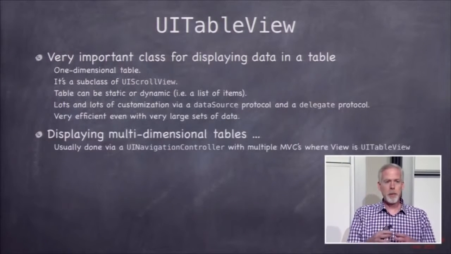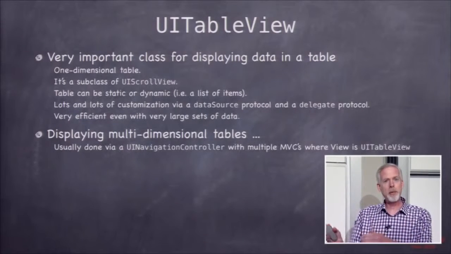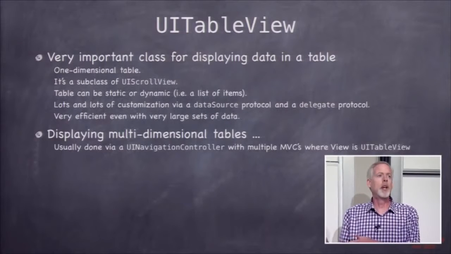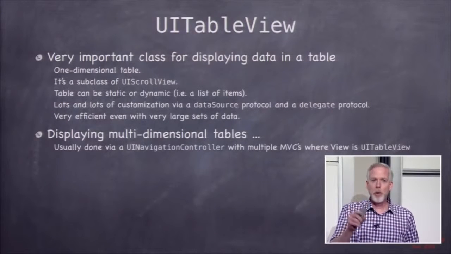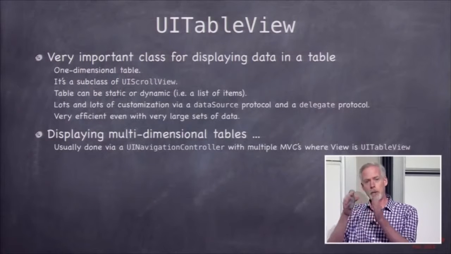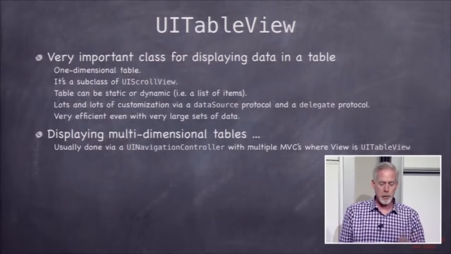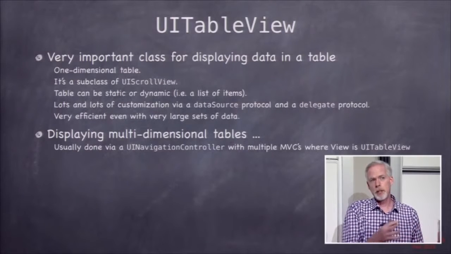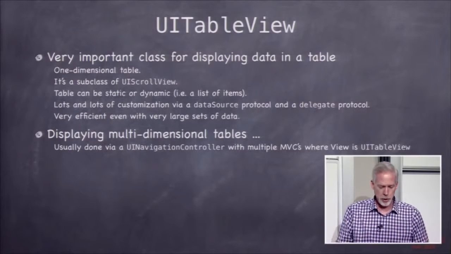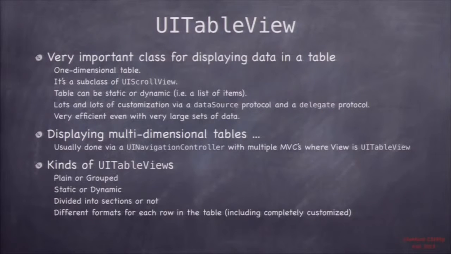When we want to display multi-dimensional things, like a spreadsheet would be, then we just put multiple table views into navigation controllers. And so users touch rows and we slide in the next table, basically, or the next column if you want to think of it in spreadsheet type terms. So that's how we do it. The table view itself doesn't manage multi-dimensional data.